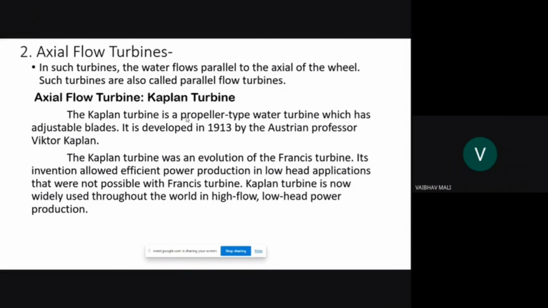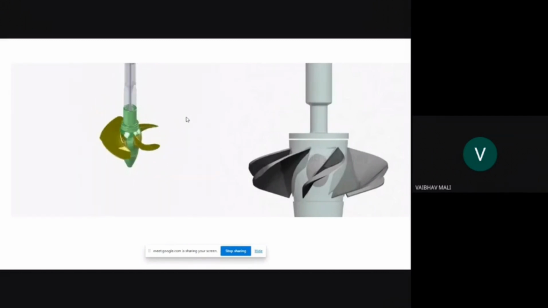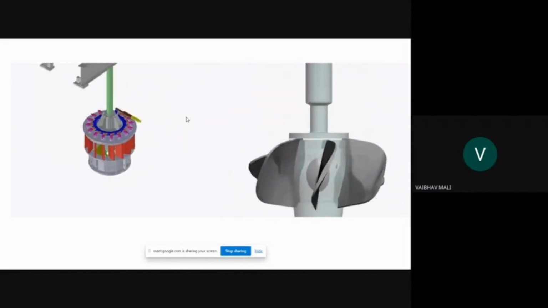It was developed in 1913 by Austrian professor Viktor Kaplan. The Kaplan turbine is an evolution of the Francis turbine. Its invention allows efficient power production in low head applications that were not possible with the Francis turbine. The Kaplan turbine is now widely used throughout the world in high flow, low head power production. Here are the images of the Kaplan turbine, its working, and the adjustable blades of the Kaplan turbine.